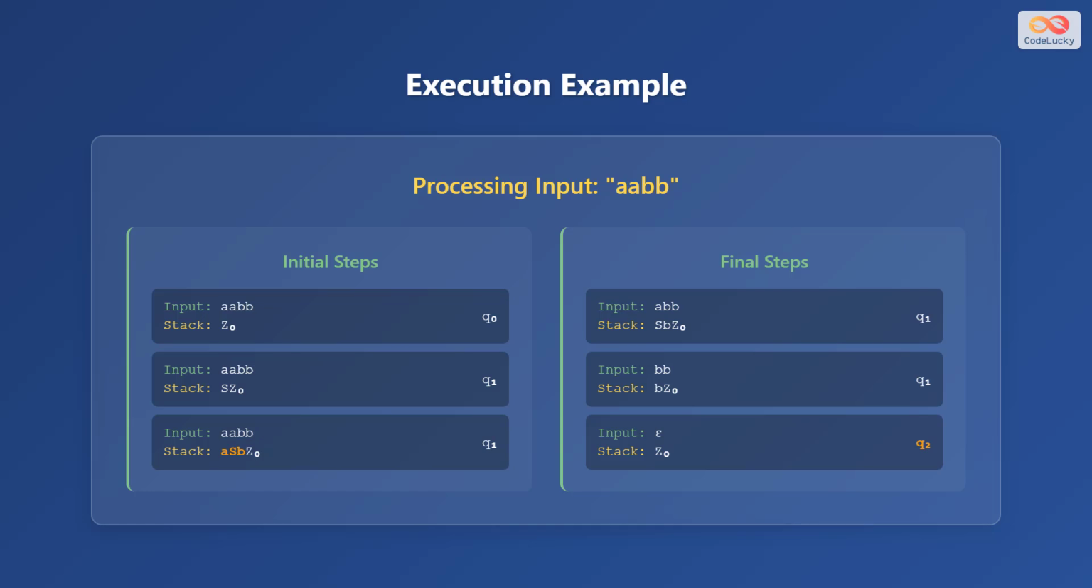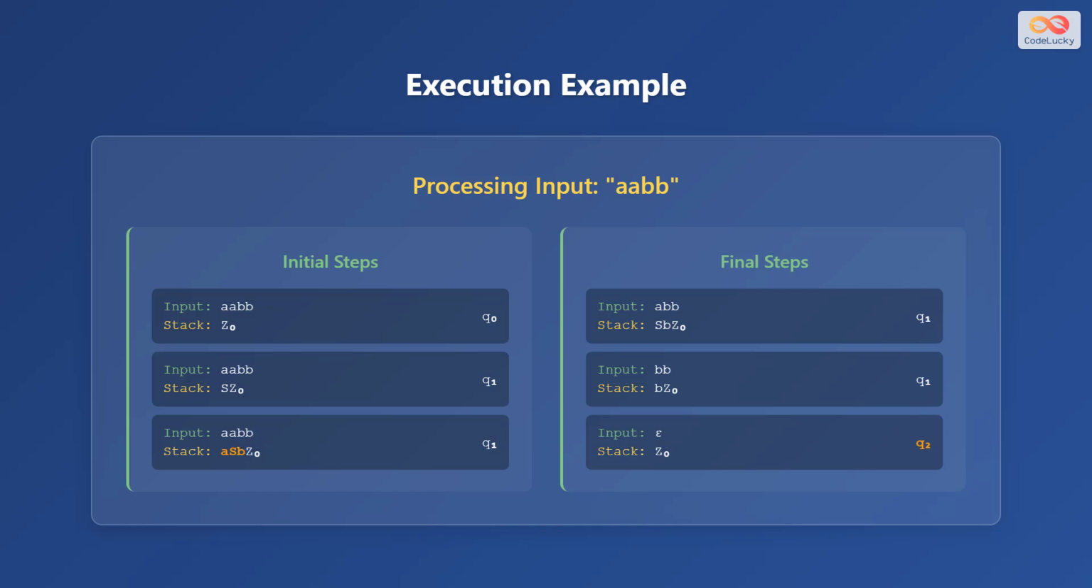Let's trace the execution of the pushdown automaton with the input aabb. Initially, the PDA is in state q0 with input aabb and Z0 on the stack. It transitions to state q1, pushing S onto the stack. Then it applies the production rule and replaces S with aSb, resulting in aSb on the stack.